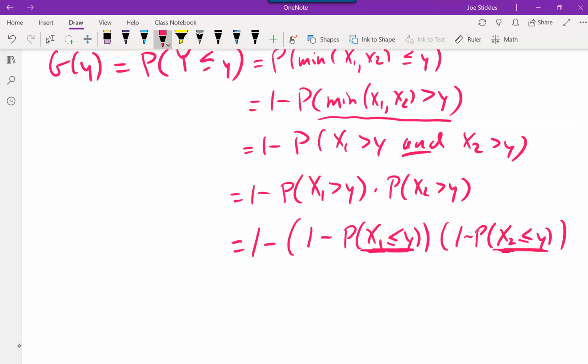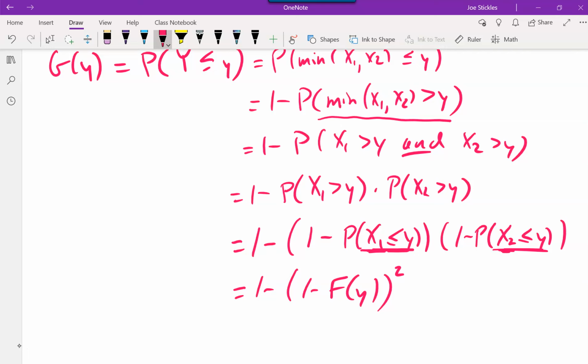Right? So I might as well have written this as 1 minus capital F of y, sorry, squared, because there's two of them, right? This would be 1 minus capital F of y, and so is this one, because they're identically distributed. Why do we know that that's capital F of y and not capital F of x? Because the number on the right-hand side here is y, instead of having a little x there.